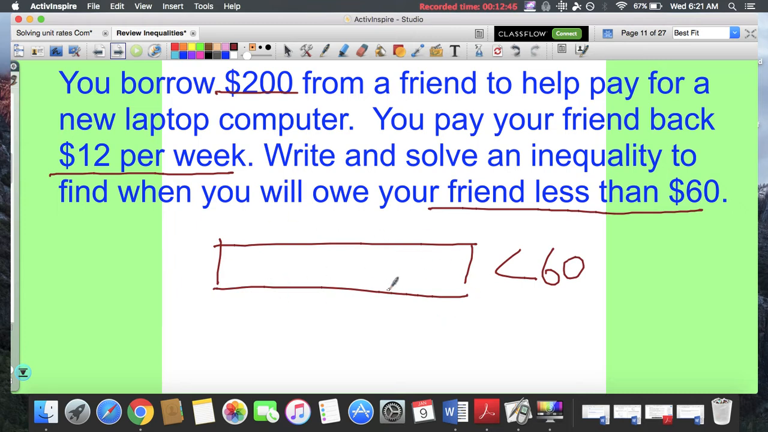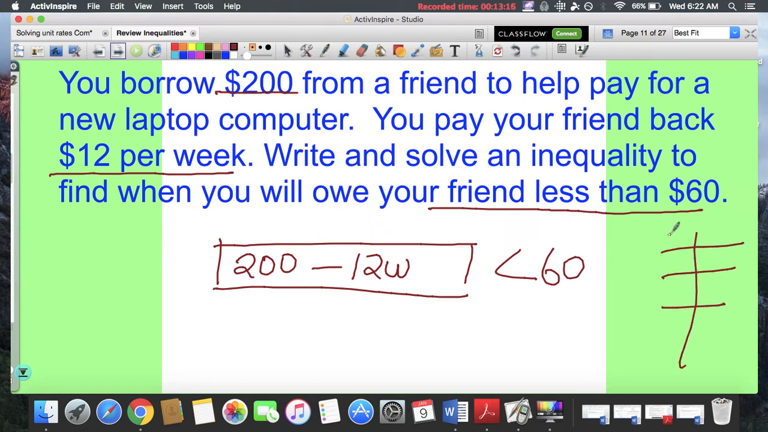Well, you're paying your friend, and every time you pay your friend, it's being deducted from 200. It's being taken out of 200. So you have your $200 that you borrowed, and from that 200, you minus $12 every week. If you're asking yourself how long it's going to take for me to owe him less than 60, this is the inequality you would have to solve: W times negative 12 plus 200 less than 60.